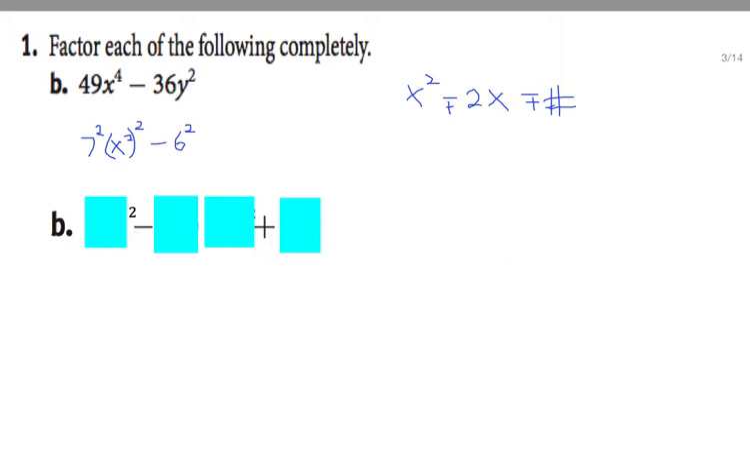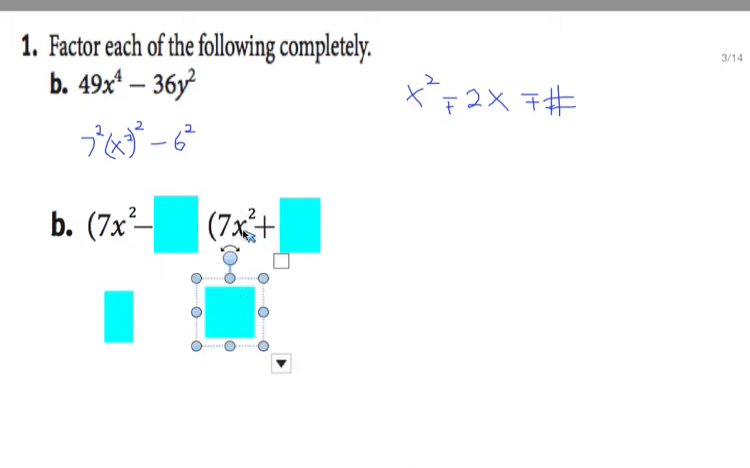You should have gone over problems like this towards the end of Algebra 1, and hopefully in Algebra 2 you went through problems like this. It's the difference of squares, I think is what it's called. Anyway, realize you have 7 squared here. So you're going to have 7 times x squared here, and you're going to also have 7 times x squared here.